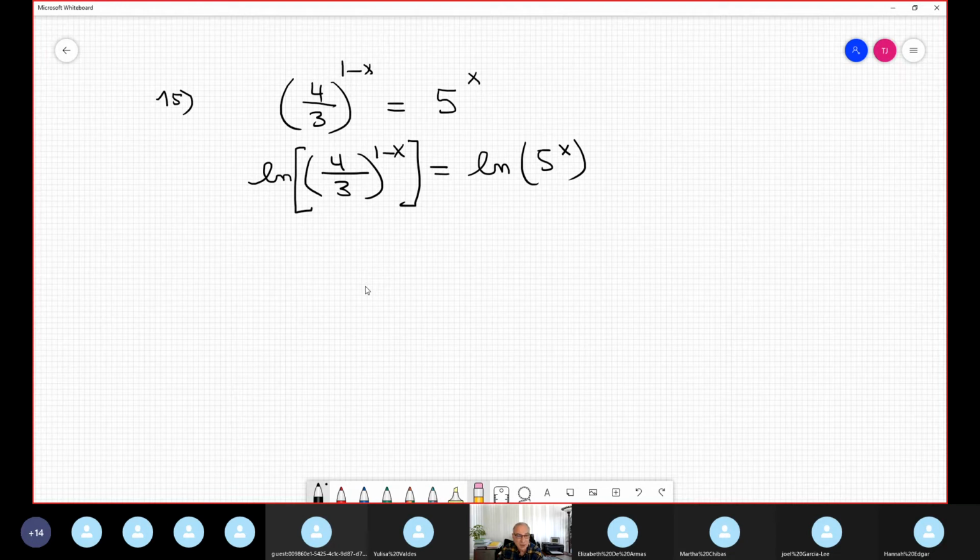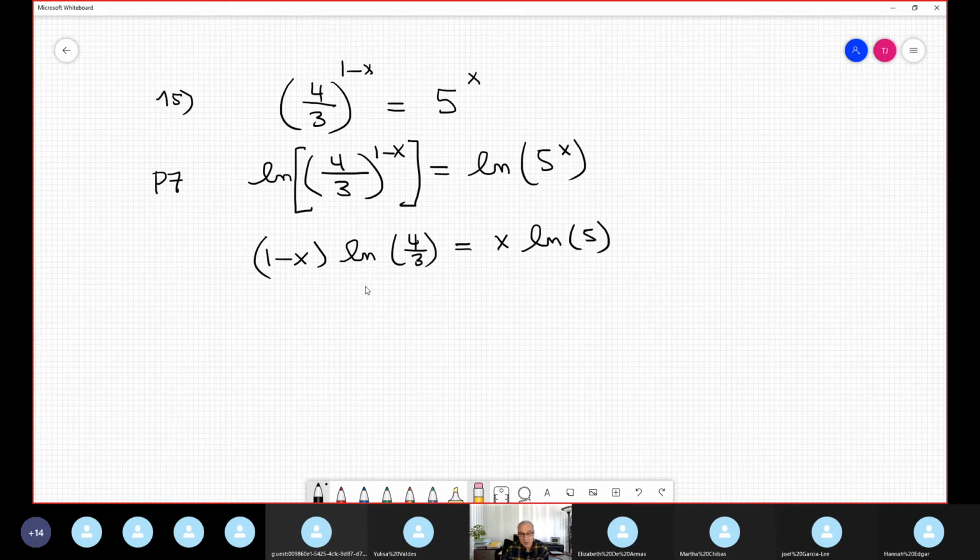And the exponent, you apply property 7 one more time. Go to the front. This is the beauty of that part: you can convert an exponential equation to a linear equation, because logarithm of 4/3 is a number. Then 5x times logarithm of 5. The rest is just algebra manipulation, intermediate algebra. No sophisticated algebra. It's multiplication.